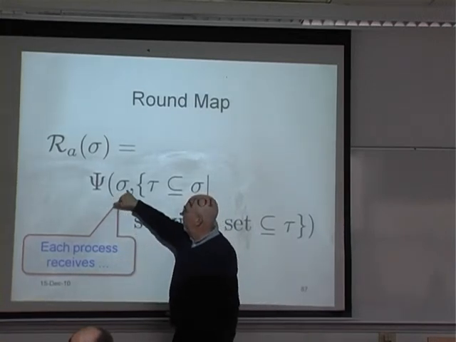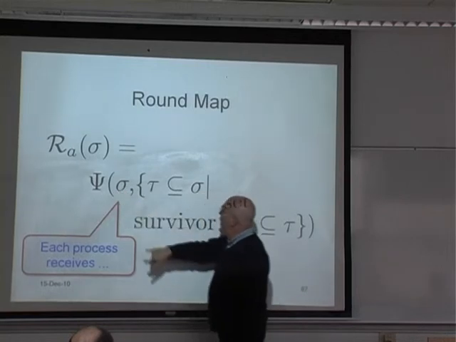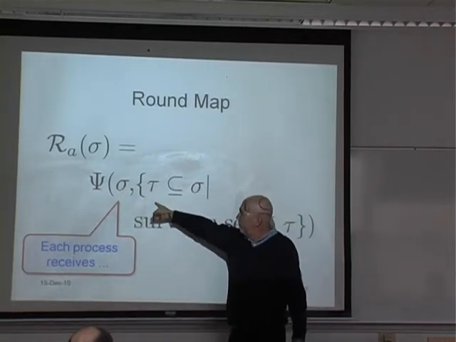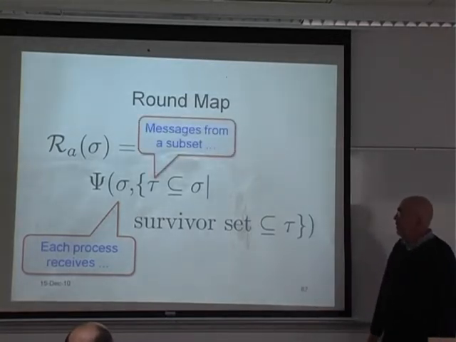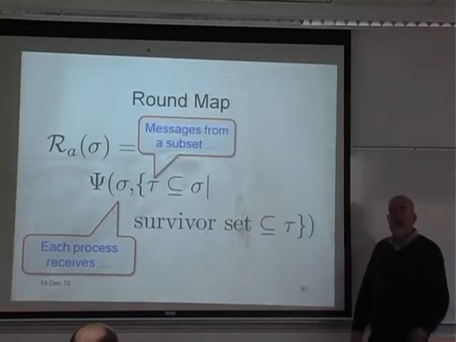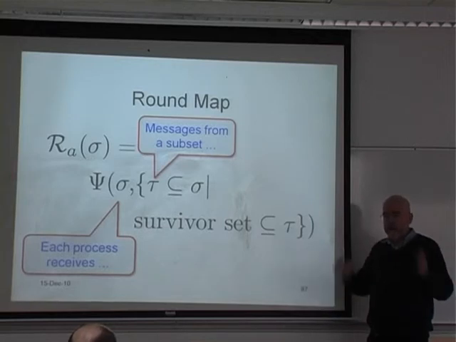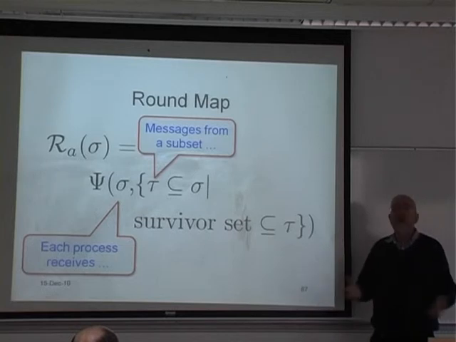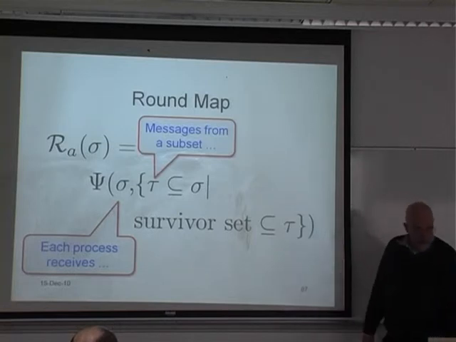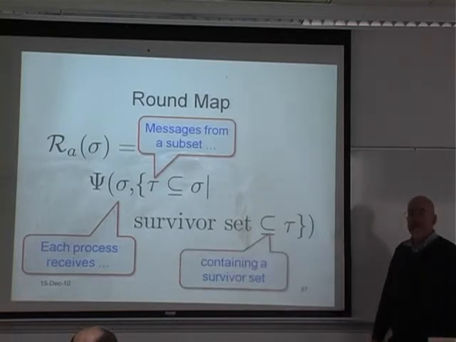So it's a pseudosphere where the base is sigma. What does each process get? Well, it gets the messages from a subset of the participating processes. So sigma are the ones that are actually alive. You can't wait for everyone in sigma to show up because you don't know who they are. All you have is your local information. But you can wait for a face of sigma, a subset of sigma, that includes a survivor set.